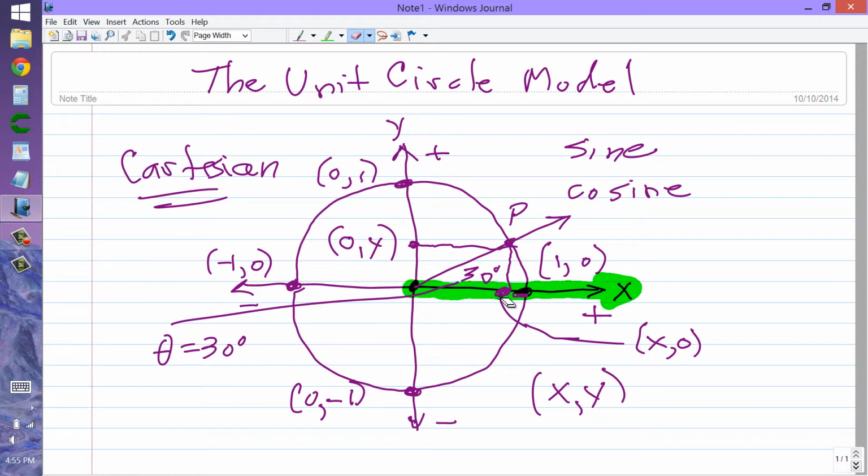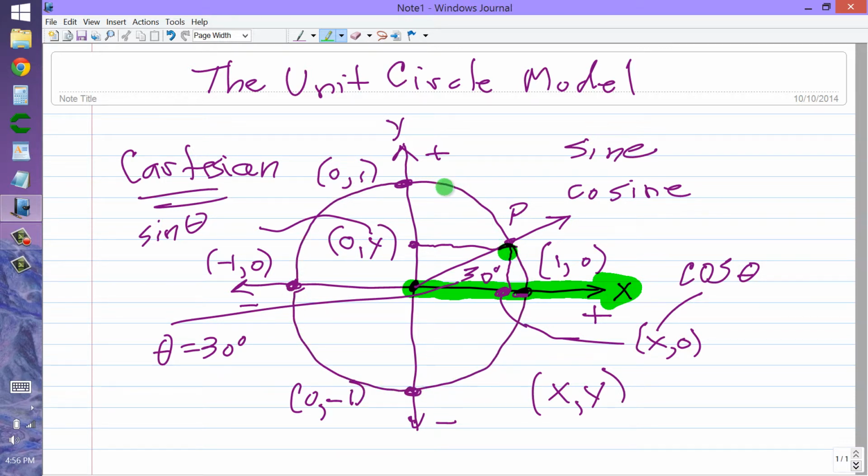Well, there's something very interesting about this value x right here. This value x right here just so happens to be the cosine of theta. And this value y right here, where the horizontal line intersects the y-axis, that value happens to be the sine of theta. So the cosine of 30 degrees is whatever x is right here in this ordered pair, and the sine of 30 degrees is this y value right here. And that will hold true no matter where we put that ray.